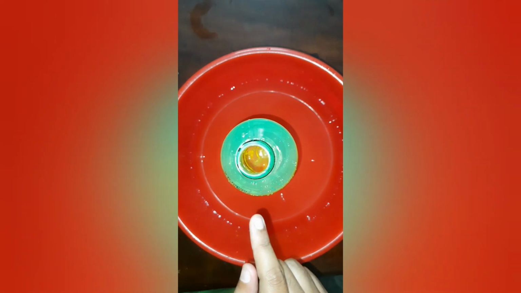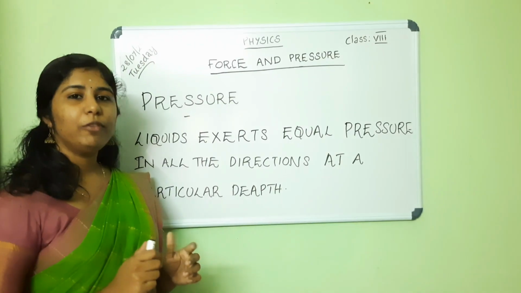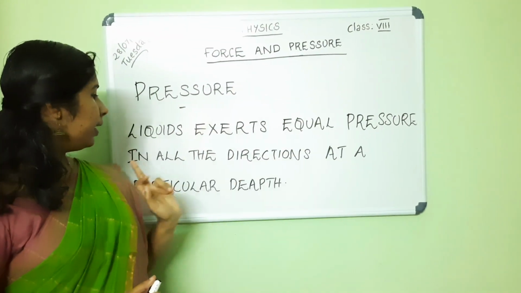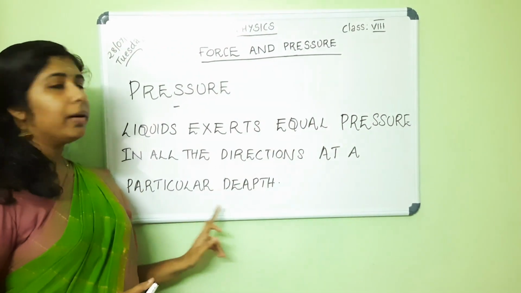You can clearly notice that the streams of water fall at the same distance from the bottle. This proves that the liquid exerts pressure in all directions at a particular depth. Okay. Here streams of water are thrown out of the holes and fall at the same distance from the bottle. This proves that liquid exerts equal pressure in all directions at the same depth. From this activity, we are clear that the liquid exerts equal pressure in all the directions at a particular depth.